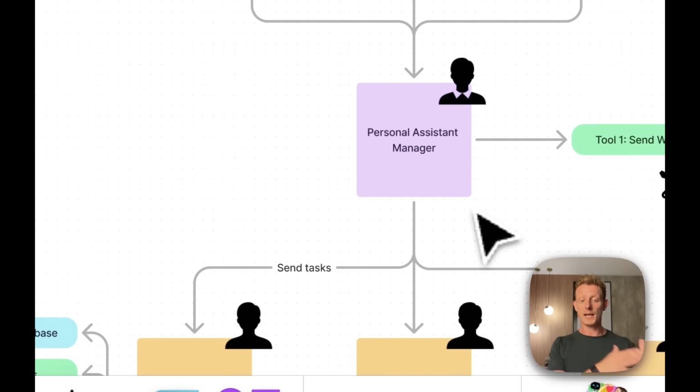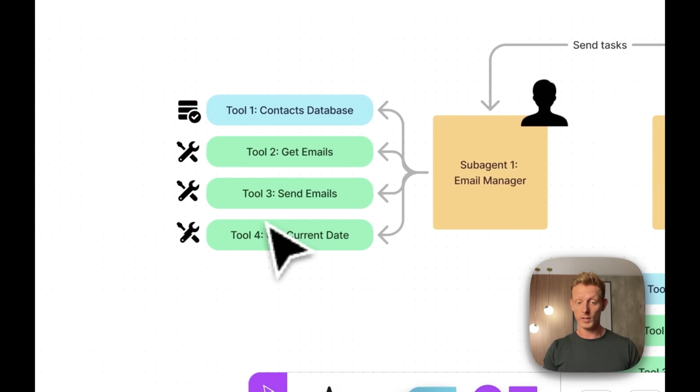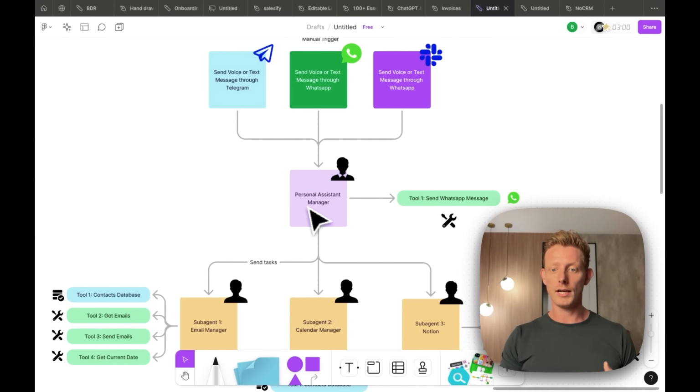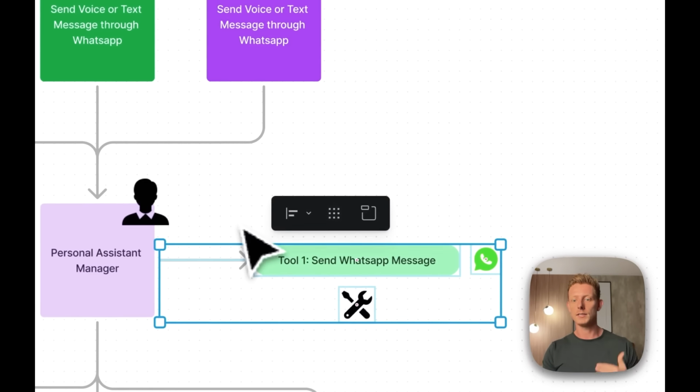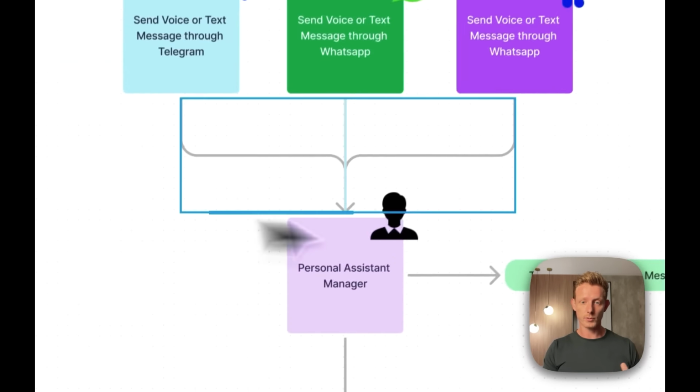My personal assistant manager agent really only has two responsibilities. The first one is breaking my queries or tasks down and delegating them to the right sub agents, because these sub agents are actually the ones that are doing the work. The second responsibility of the personal assistant manager is to communicate with me. That's why we have equipped him with one tool, which is send a WhatsApp message. So that's it for the personal assistant manager agent.